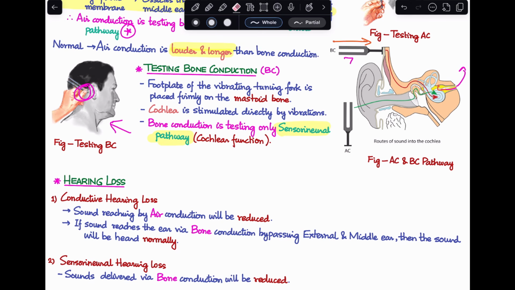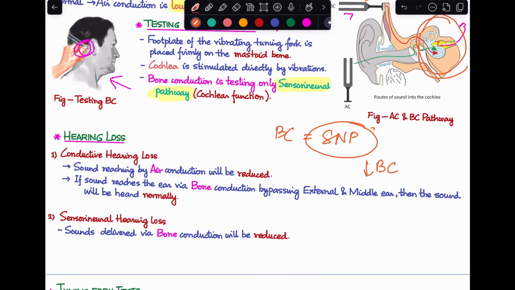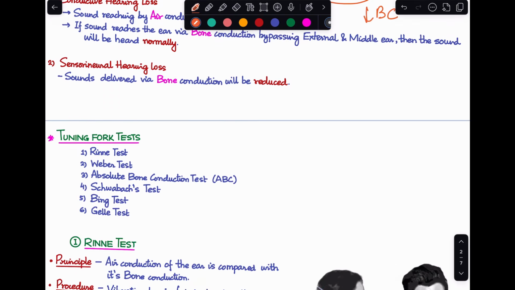And in sensory neural hearing loss, what will happen is the bone conduction will be reduced, because what we learned is bone conduction is testing the sensory neural pathway. So, when the sensory neural pathway is destroyed or damaged, it will lead to reduction of the bone conduction. So, these are some basic things to remember before we move into discussing each one of the tests.